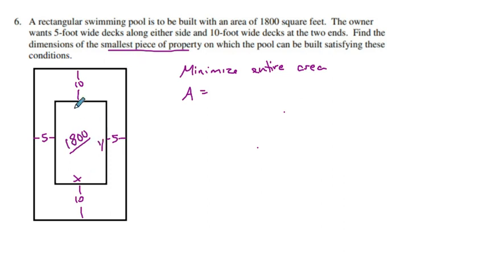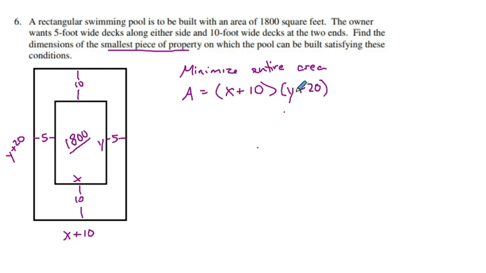All right, so to get the entire area, I need to find the distance across the bottom. That's going to be x and those 2 5s. So x and 2 5s gives us x plus 10. And here, this length up and down is y plus a 10 here and a 10 here for a total of y plus 20. So our entire area is going to be x plus 10 times y plus 20.